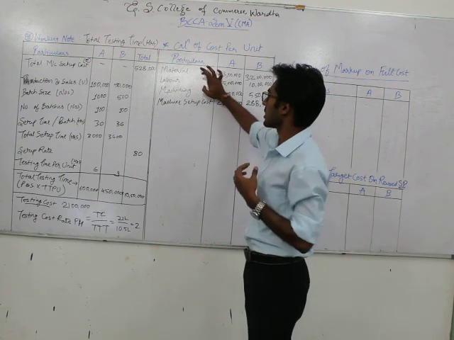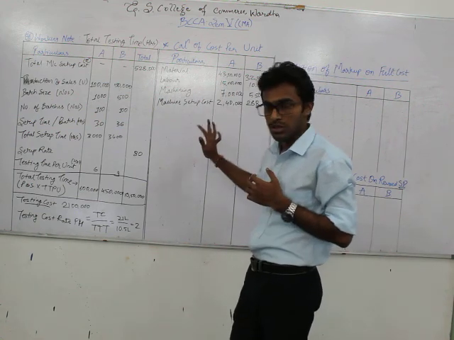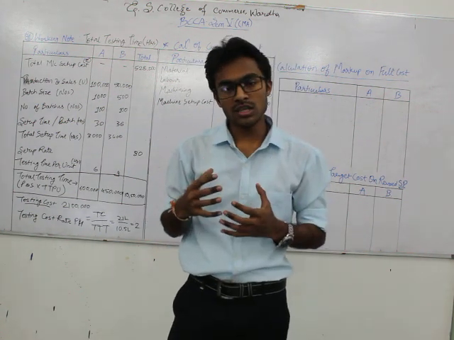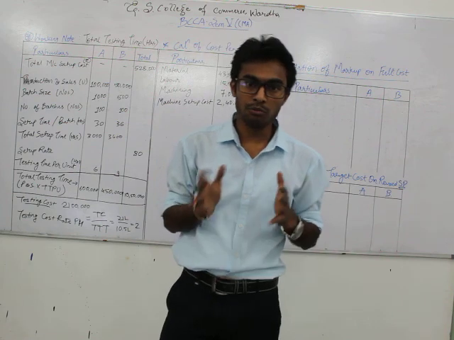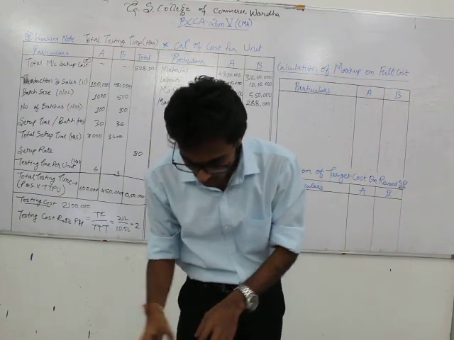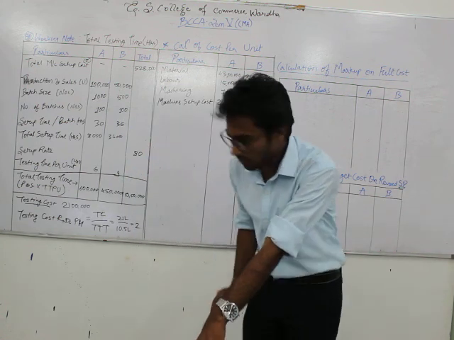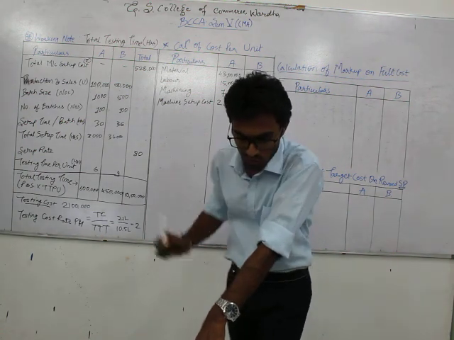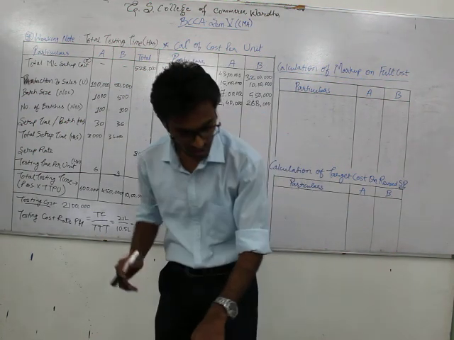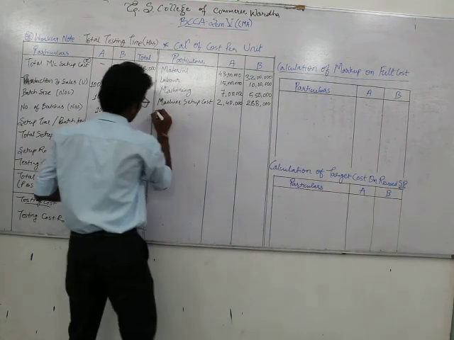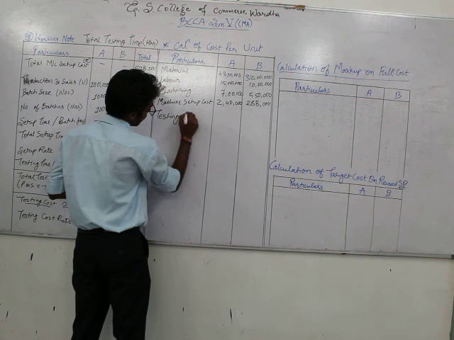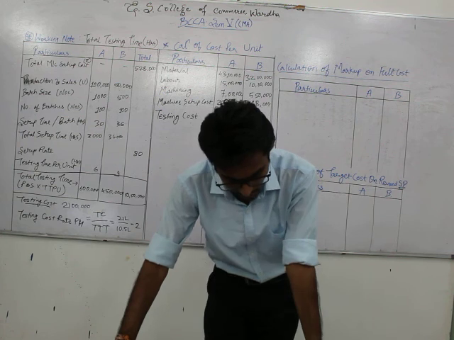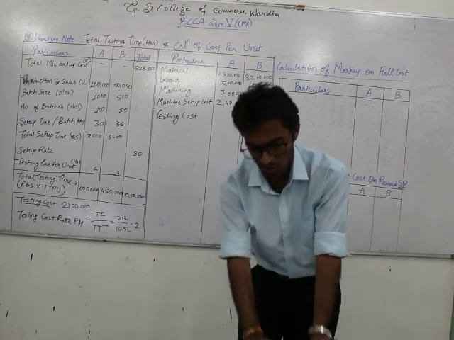So we are continuing. We have written here material, labor, machine as it is from the question, and we have calculated the machine setup cost by various calculations which you can refer to from the previous video. I will continue the further part of this solution from where we completed the machine setup cost. Now we will write here testing cost. This testing cost is exactly like the machine setup cost.